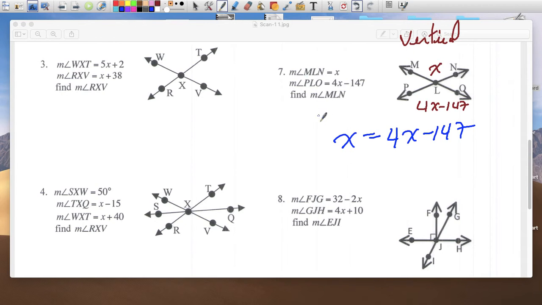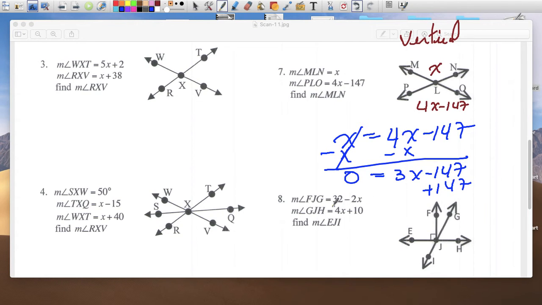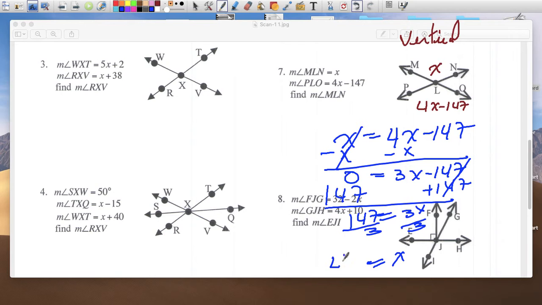For this one, let's do minus x, so these two x's disappear, which becomes 0. I actually need to write that down this time. 4x minus x is 3x minus 147. We do plus 147 on this side, which makes me do 147 on that side. These two become 0. 3x comes down, equals 147. Divide by 3. x equals 147 divided by 3, which is 49. So x equals 49.